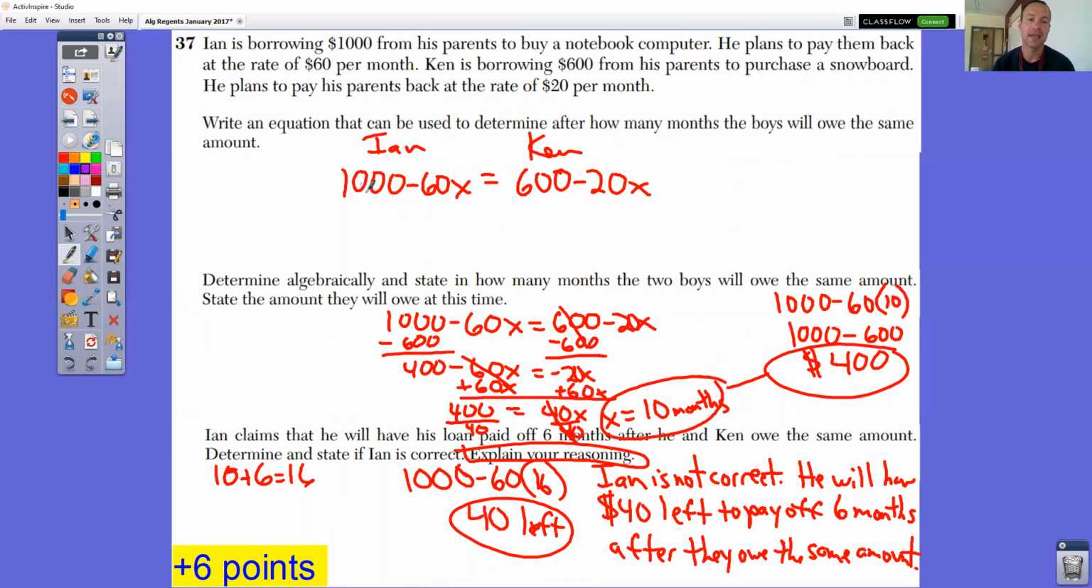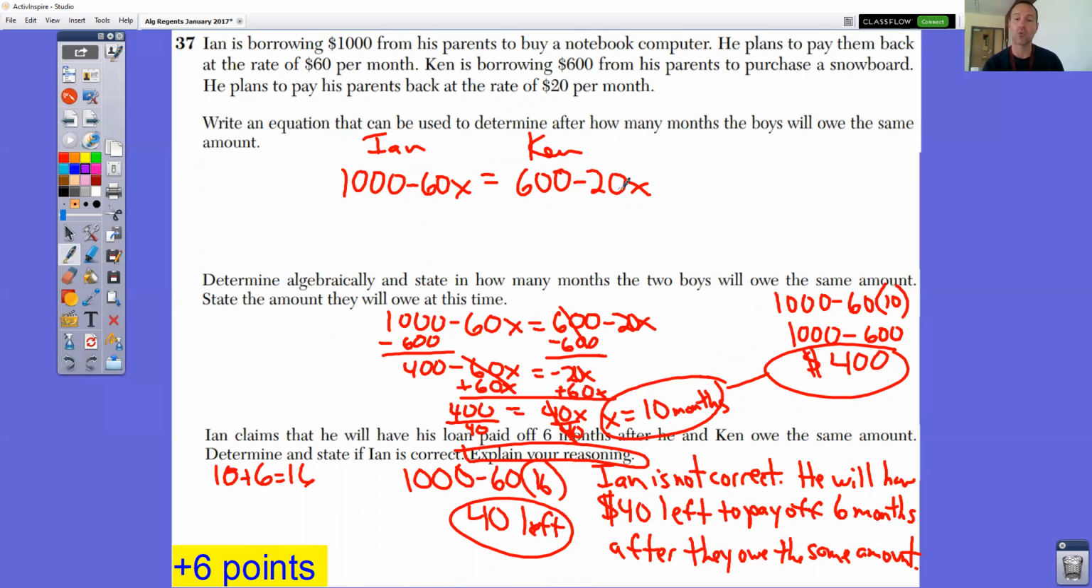So for Ian, he's borrowing $1,000 and he's paying them back at $60 a month. This equation will give you how much they still owe. So if we subbed in a 1 into this equation, 60 times 1 is 60. 1,000 minus 60 would be 940. That's how much you still owe after 1 month. If we subbed in a 2, that would be 120. So 1,000 minus 120 is 880, and so on and so forth.